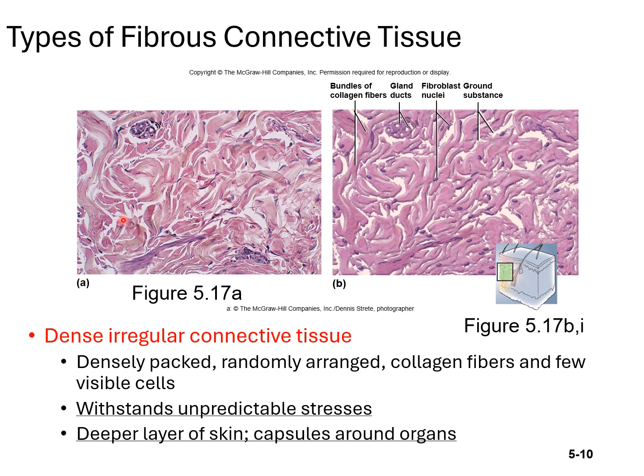Now, dense irregular is going in all these different irregular directions. And the difference between regular versus irregular is with this one, you don't really know where the force or the stress is going to come from. It can come from this direction, and there's some fibers going in this direction over here, there's some right there going in this direction. So this is going to withstand unpredictable stress. Deep layer of skin, capsules around organs, because you don't know where the stress is going to come from. You want to protect it from all sides.